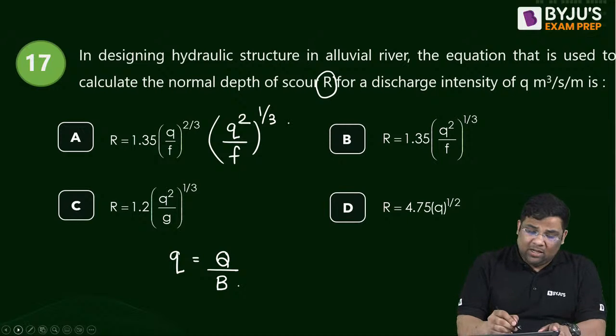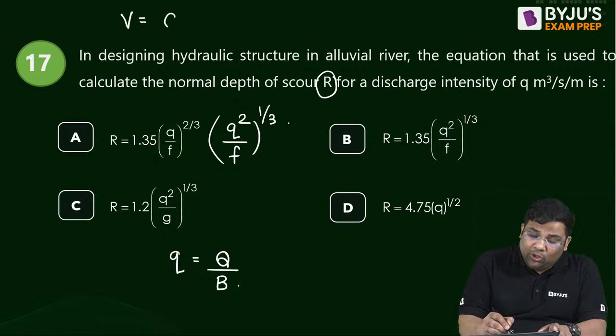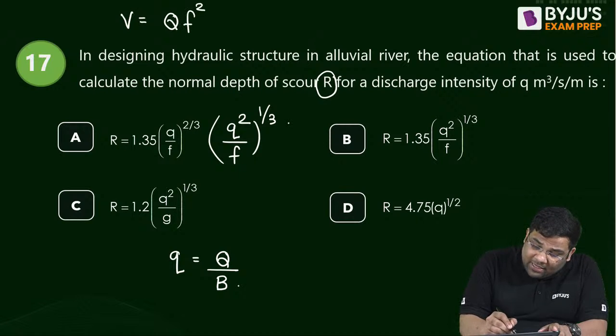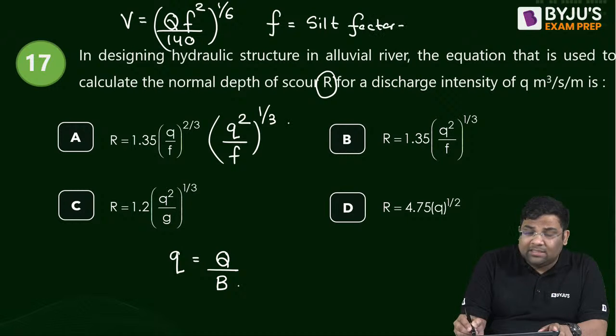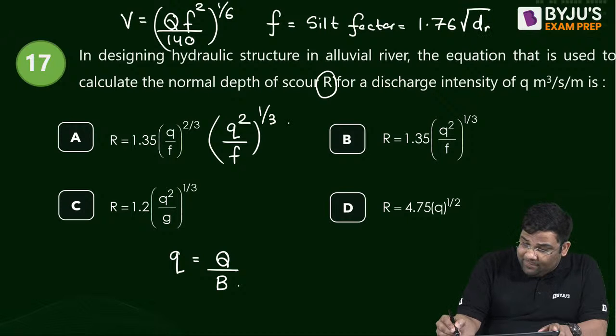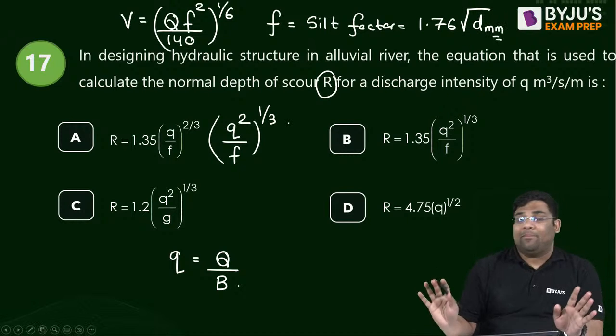So what was the velocity formula? It was Q F square by 140 to the power 1 by 6. And what is this F? It's the silt factor, right? And this is how much? 1.76 root under the diameter of the silt in mm.